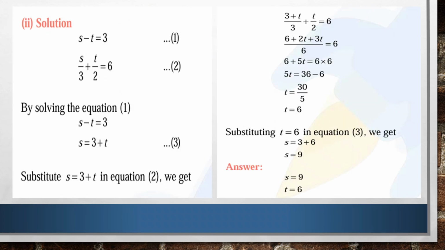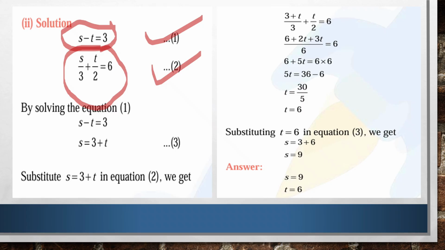Let us continue with the next problem. Here s minus t is equal to 3, take it as equation 1. s by 3 plus t by 2 is equal to 6, take it as equation 2. By solving equation 1, you will get s is equal to 3 plus t as equation 3. Now substitute equation 3 in equation 2.